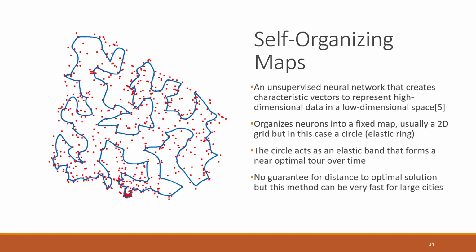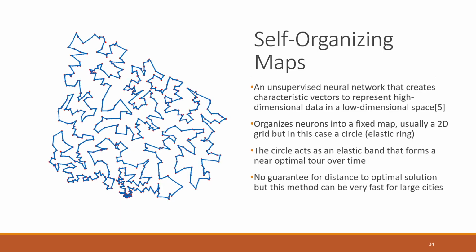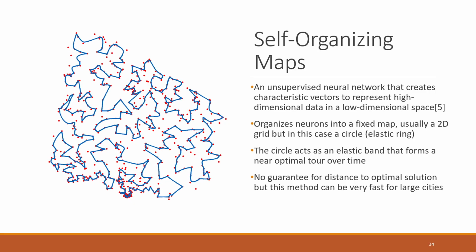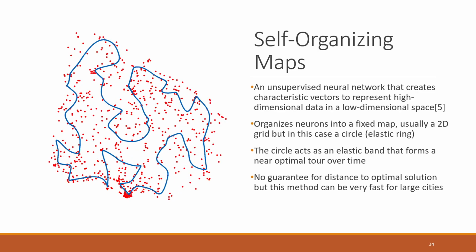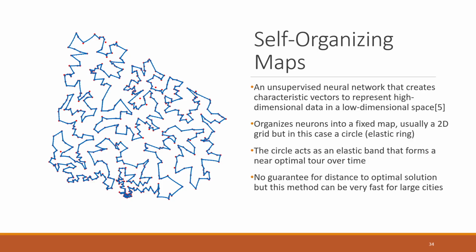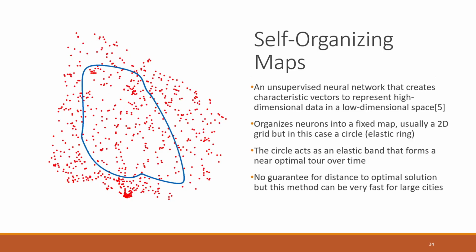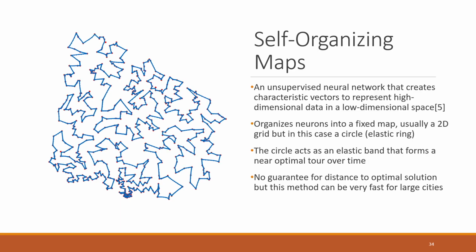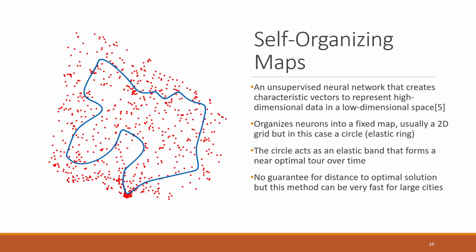The last approximate method I will talk about is self-organizing maps. This is an artificial intelligence method. It is an unsupervised neural network that creates characteristic vectors to represent high-dimensional data in low-dimensional space. It organizes neurons into a fixed map. Usually we use 2D grids, but in this problem we use a circle.